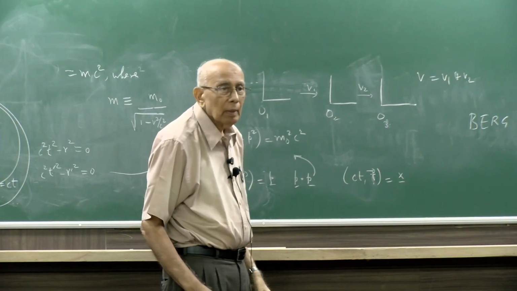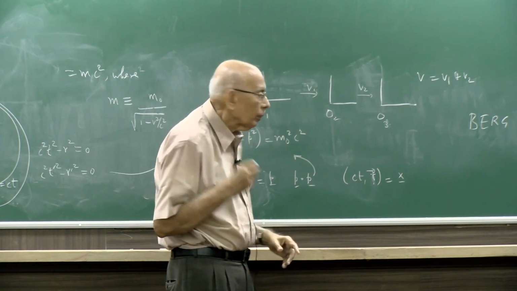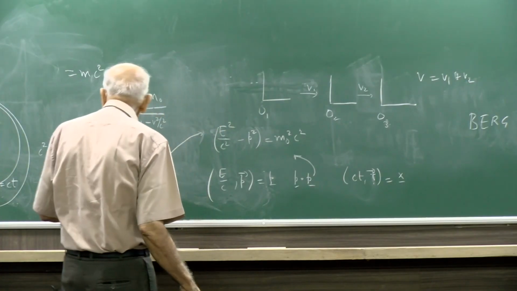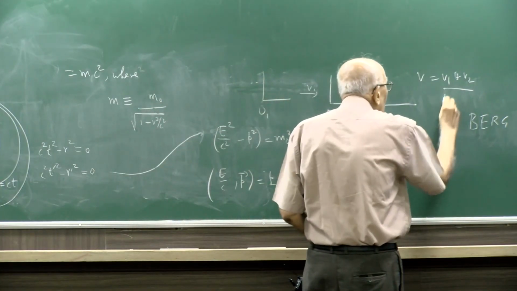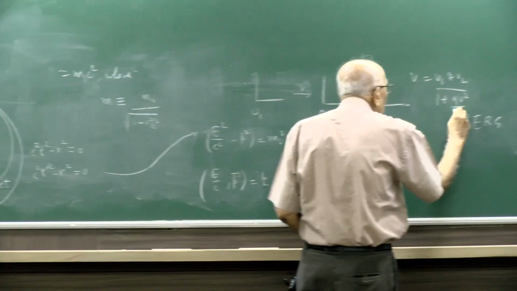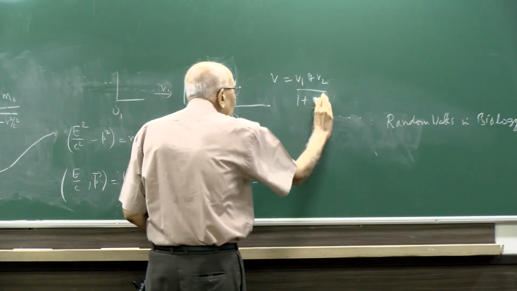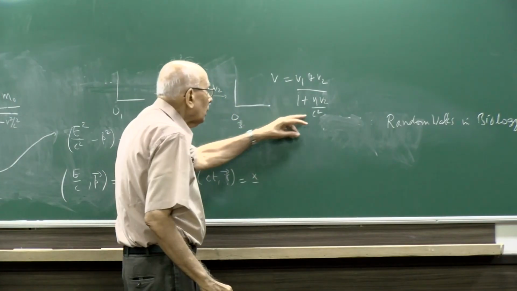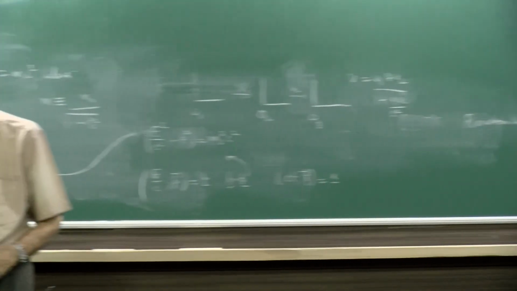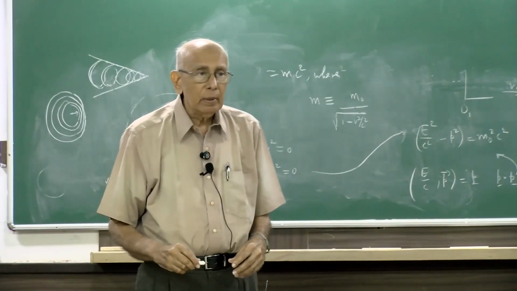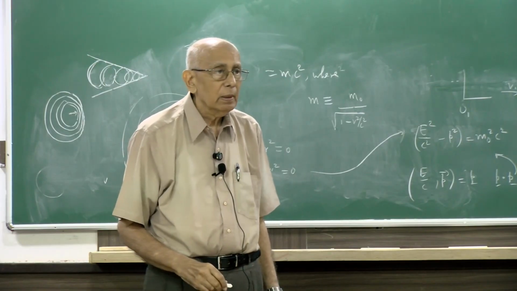But the correct law of addition of velocities, just as the correct law for energy and momentum which we had, is this: v equals v1 plus v2 over 1 plus v1 v2 over c squared in the denominator. That's the right law of addition of velocities. So you can derive the whole of special relativity by taking this to be the law of addition of velocities.